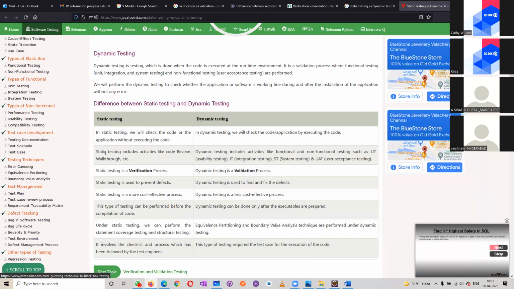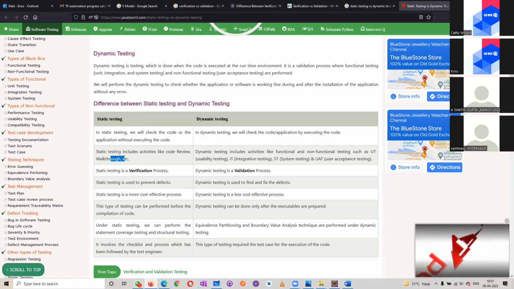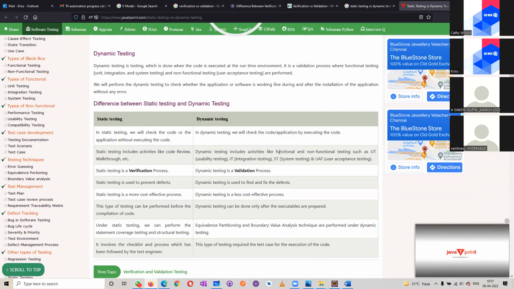Now they have given it very clearly. Examples of what you're trying to do: I want to do a code review, I want to do a code walkthrough. All these things are called static testing. Whereas in dynamic testing, all your functional testing, non-functional testing, usability, integration, system level, UAT, all these categories of testing fall into dynamic testing.